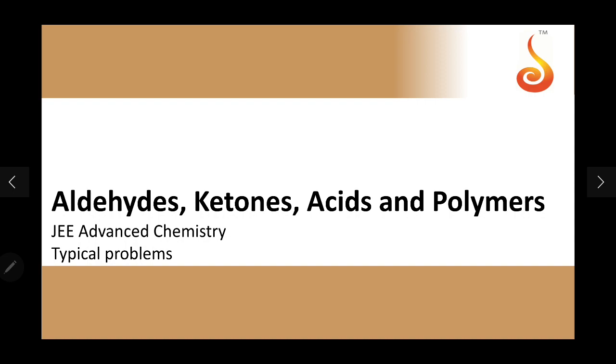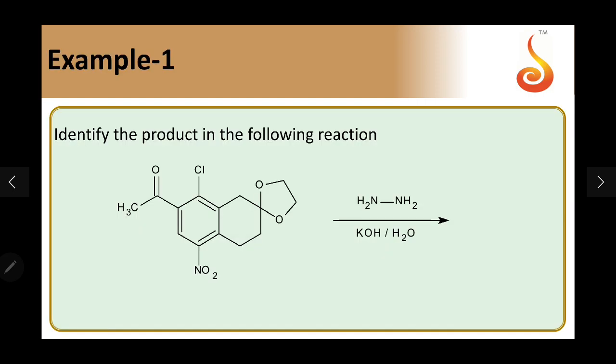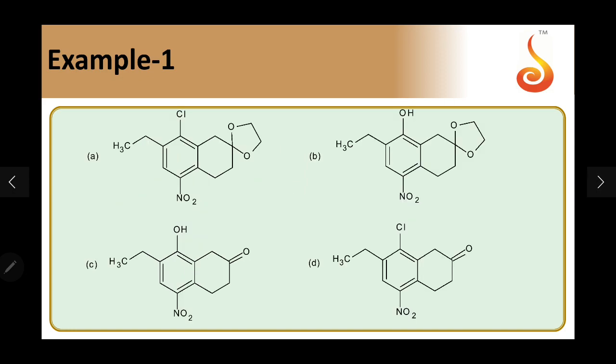Today, we are going to discuss some problems with respect to aldehydes, ketones, carboxylic acids, and polymers. Let us take the first example. Identify the product in the following reaction. So, we have given a reactant, and the reagent is hydrazine with KOH and water. So, basically, it is based on Wolff-Kishner reduction. So we'll take the solution first and then come back to options.